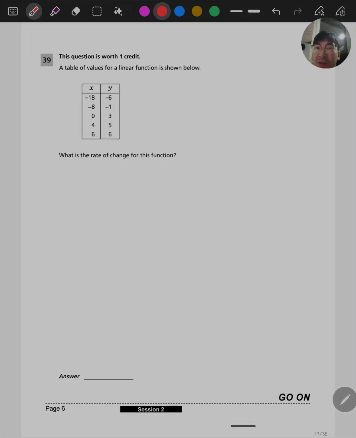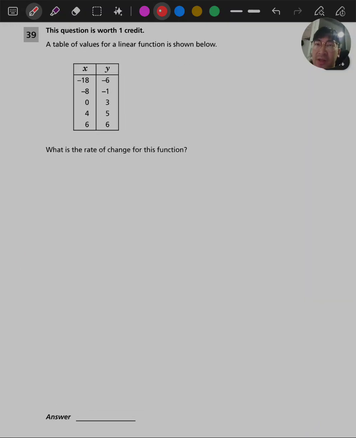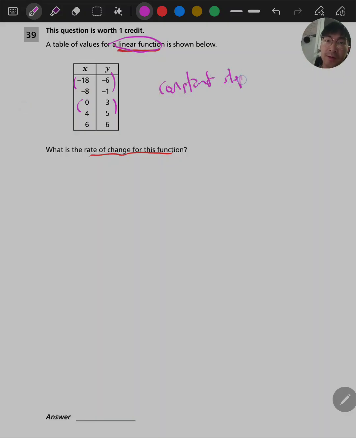Next question. 39. A table of values for a linear function is shown below. Okay, great. So here they straight up tell you that it's a linear function. All right? So now they're asking you to find what is the rate of change for this function. If they're telling you that it's a linear function, then that means, from my previous video, that no matter what two points you look at, X comma Y to the next, you're always going to get a constant rate of change, a constant slope, okay?